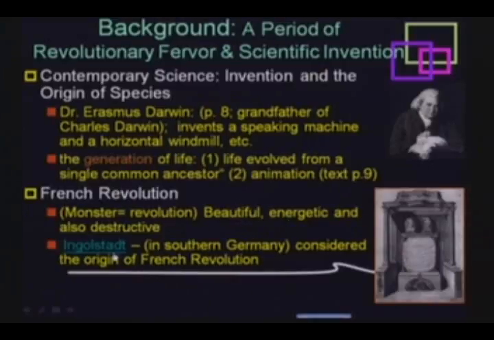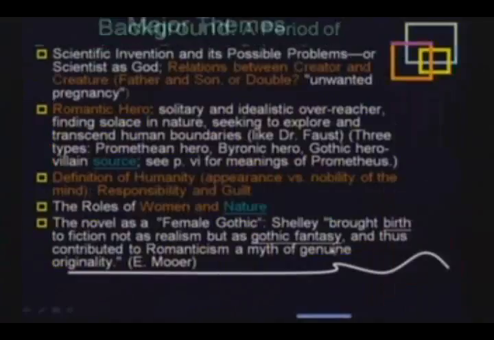Ingolstadt, the place where Frankenstein goes to study, is seen as the origin of the French Revolution. Also, this southern town in Germany is one filled with a lot of scientific inventions. Okay, so these are some details about the background for you. These are the major themes. By now, I think we have covered or touched on the first three. These are the questions you should keep in mind.